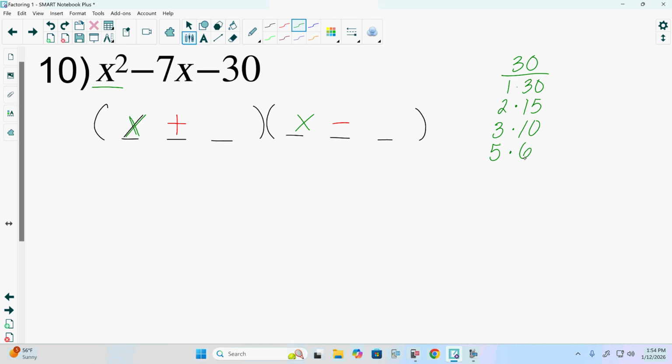Which set of factors do we want to try first? 3 and 10. Does it matter which one goes first? Which one do we want to put first? We put 10 second.